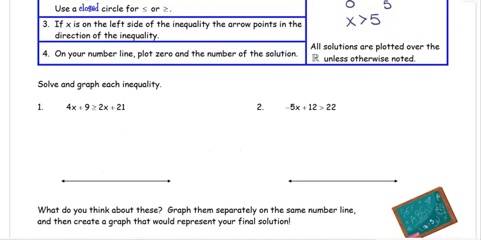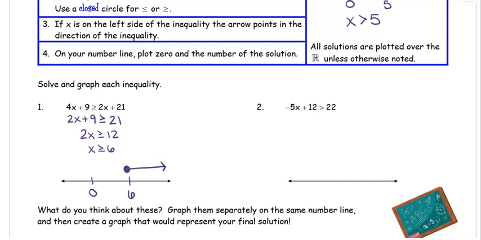I want to be able to solve and graph the inequality. So with this first one, I'm going to subtract 2x on both sides, and I'm going to get 2x plus 9 is greater than or equal to 21. I'm then going to subtract 9, and I'm going to get 2x is greater than or equal to 12. Dividing by 2, I've got x to be greater than or equal to 6. So I have 0, I have 6, it's going to be a closed dot, and it's going to be pointing off to the right.